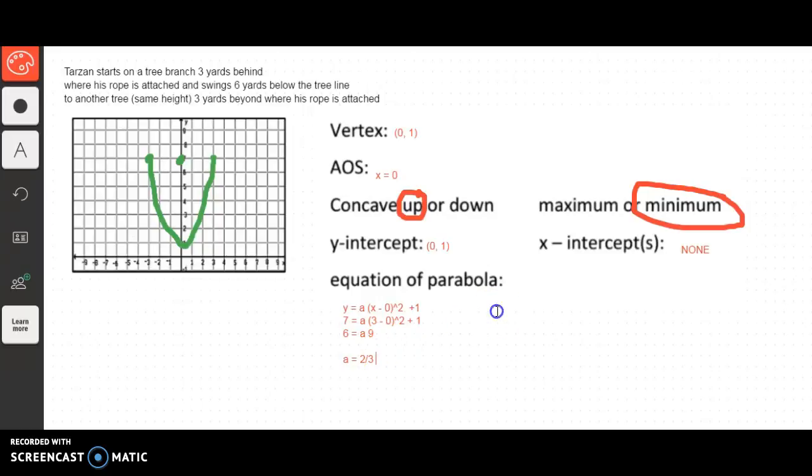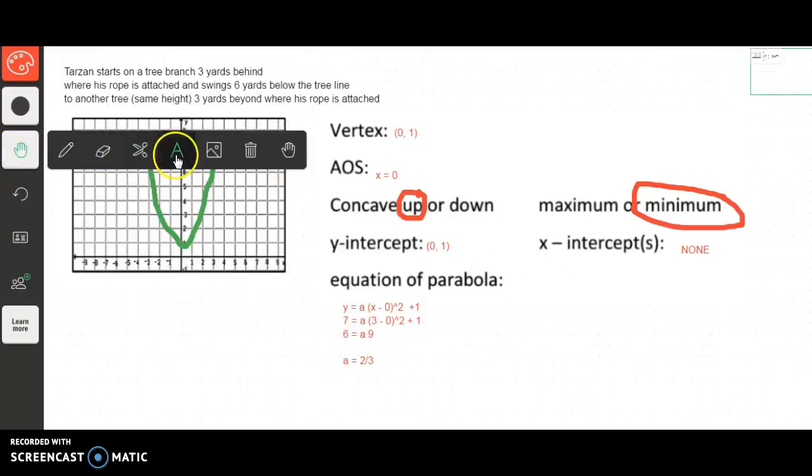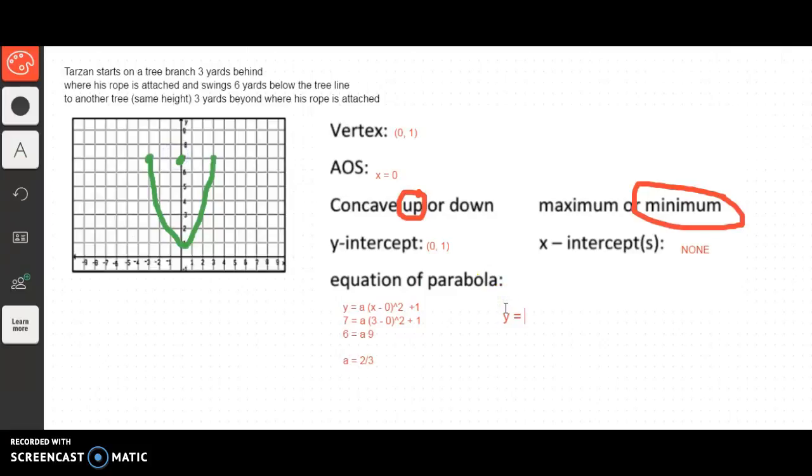Okay, so I'm going to go over here and write the equation of the parabola: y equals positive 2/3 times (x minus 0) squared plus 1. Okay, so there are two problems like that, similar to your homework.